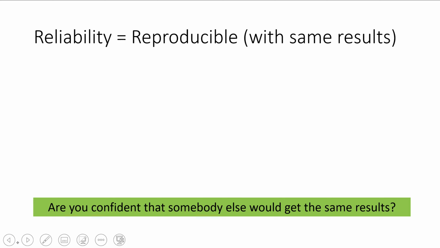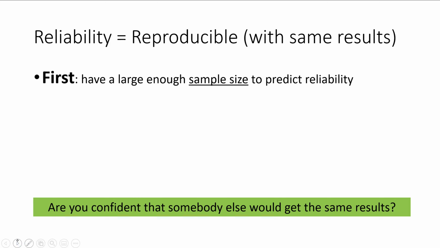Now, the other term we want to look at is reliability, right? And it's related to validity because a valid experiment should potentially lead to a reliable experiment. But what we want is something that's reproducible, right? Which means that if someone else were to run it, or if I were to run the experiment again, I would get the same results. But first and foremost, we want to be able to predict reliability, meaning that we have a large enough sample size. Okay? So, first of all, sample size and reliability are not necessarily the same thing, but sample size is important for us to assume or predict that an experiment is reliable.